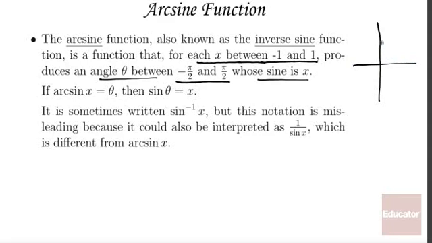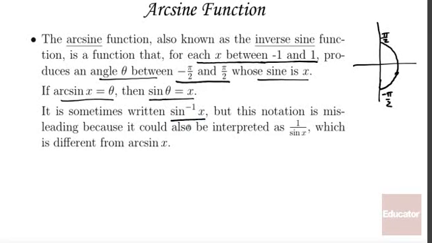So you try to give an angle between -pi/2 and pi/2 that has the given value as a sine. So if arcsine of x equals theta, what that really means is that the sine of that theta is equal to x. Now, there's some unfortunate notation in mathematics, which is that arcsine is sometimes written as sine to the -1 of x.